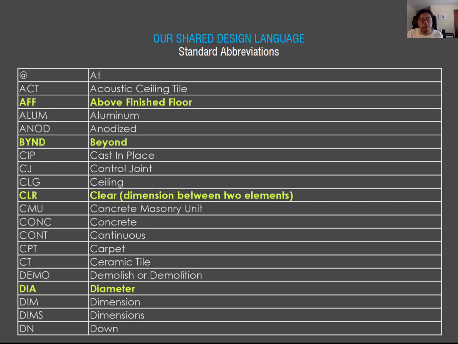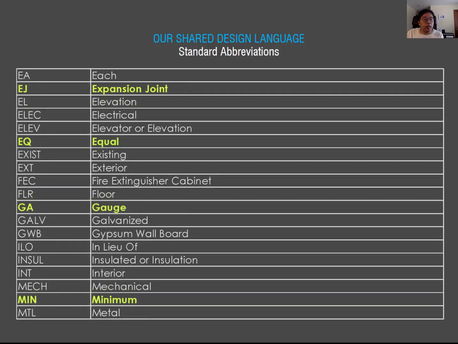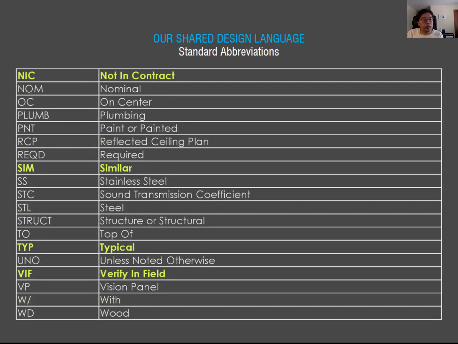What is AFF, which is above finished floor? What about BYD, which is beyond? What is CLR, which is clear? And then DIA, which is diameter. EJ, expansion joint, EQ, equal, and GA, gauge. MIN, the minimum. NIC, not in contract. SIM, similar. TYP, typical. VIF, verified in the field.